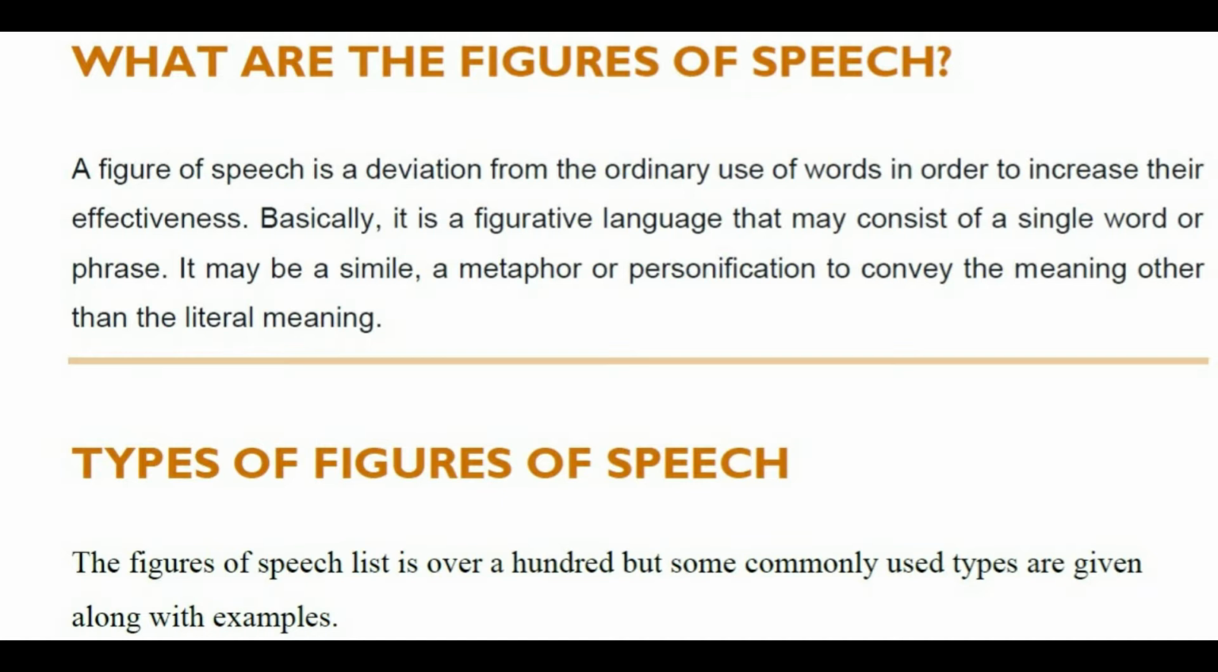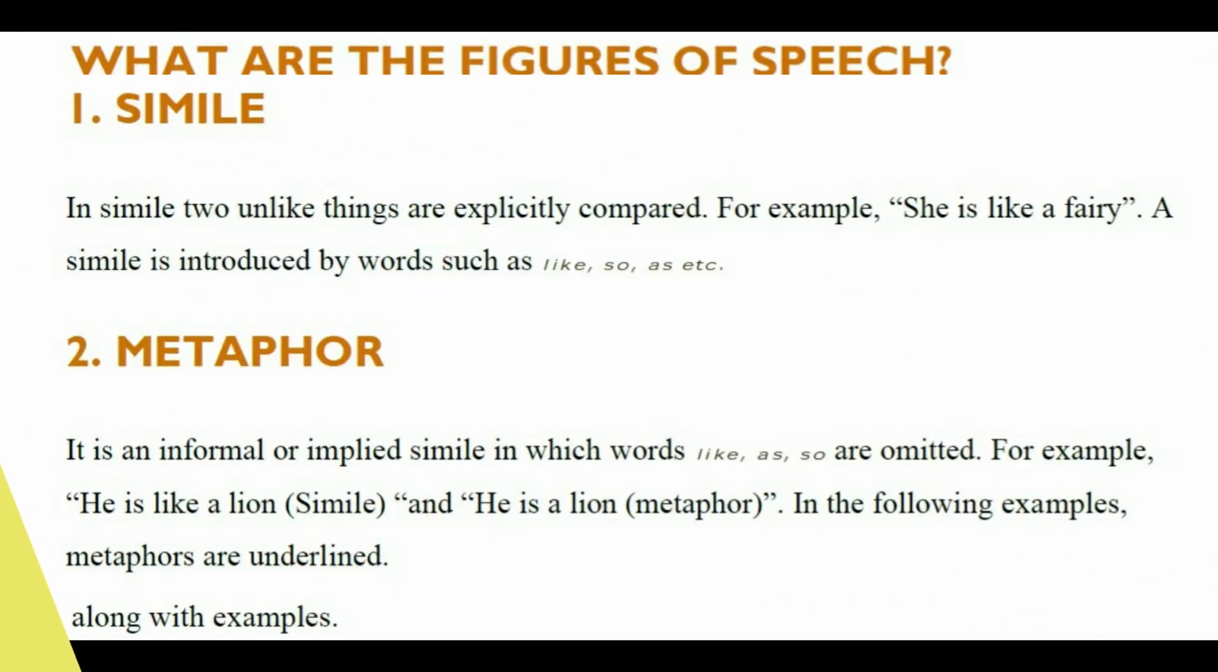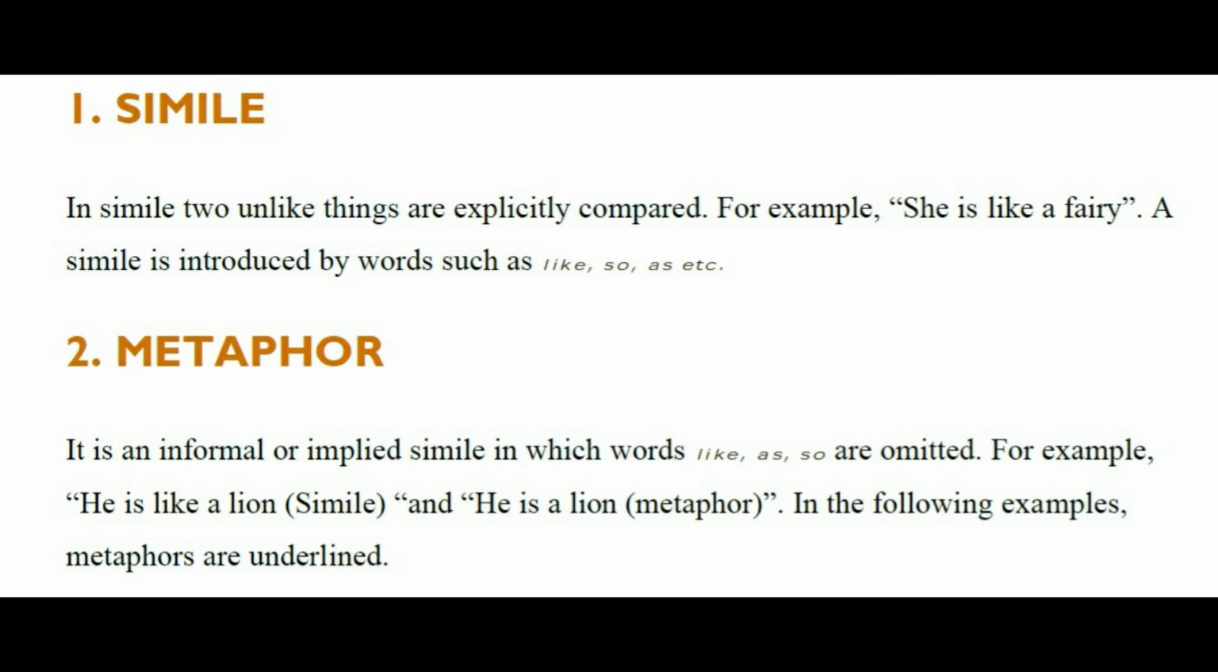Now, let's do types of figures of speech in detail. The figure of speech list is over 100, but some commonly used types are given along with examples. Let's do it in detail. First one, simile. In simile, two unlike things are explicitly compared. For example, she is like a fairy. A simile is introduced by words such as like, so, as, etc.